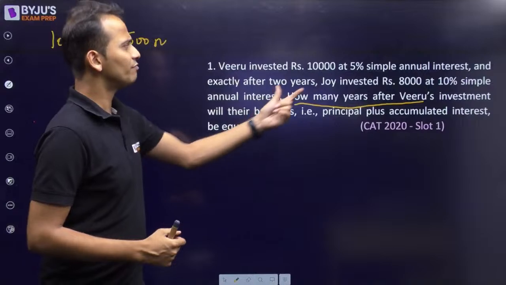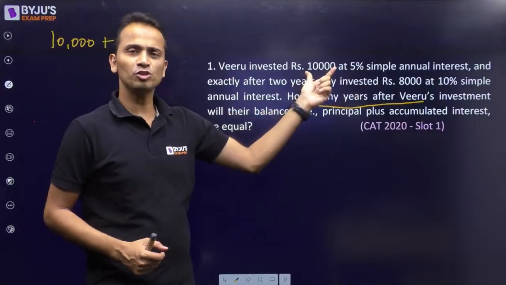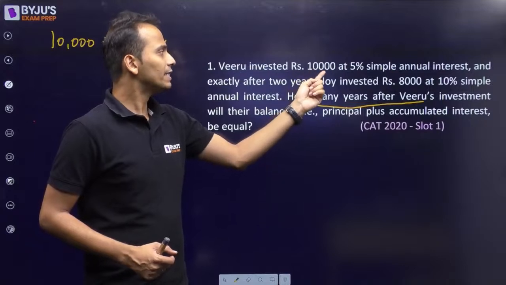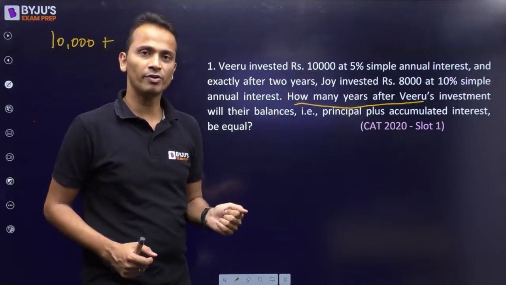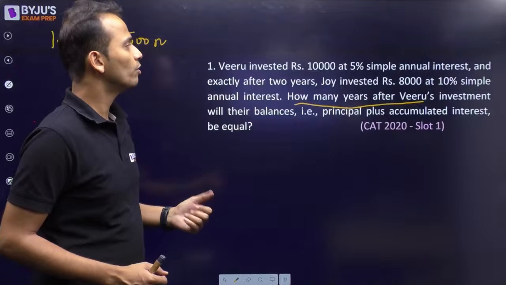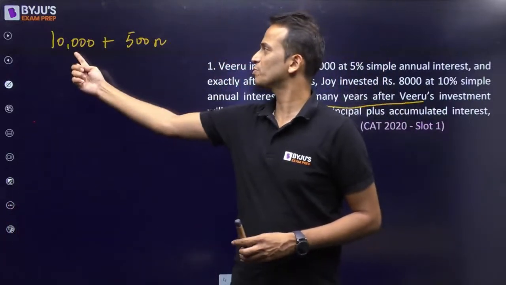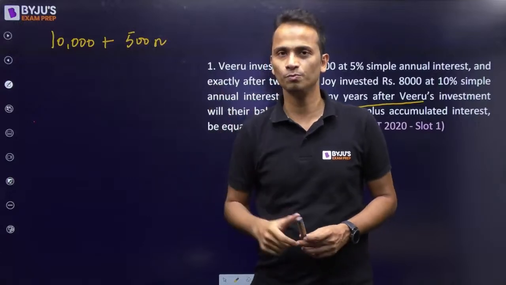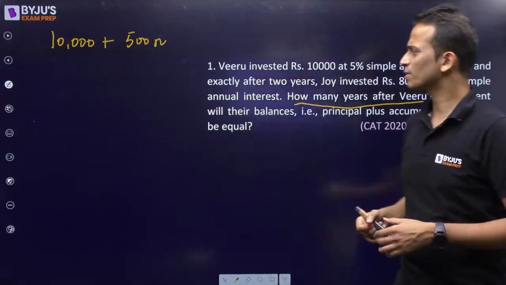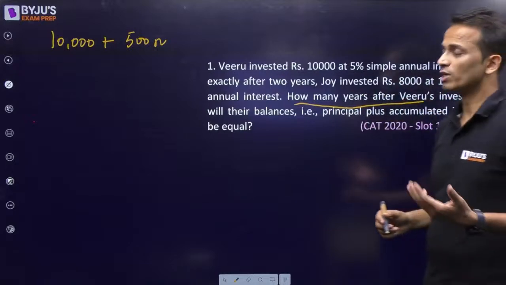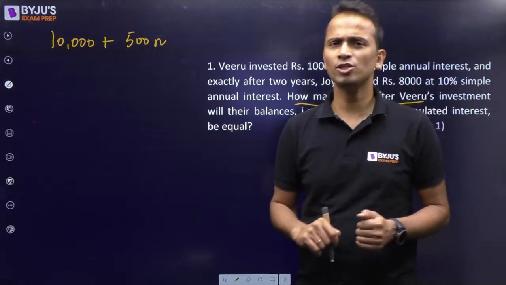Okay, so try not to write the entire formula. What I've done is, simple interest is 5%, so 5% of 10,000 will be equal to 500, right? So for n years, it will be 500 multiplied by n. So this is principal plus interest for Viru. All right. Now let's talk about the other person, Joy, who started after 2 years. So the number of years for Joy will be n minus 2 years.